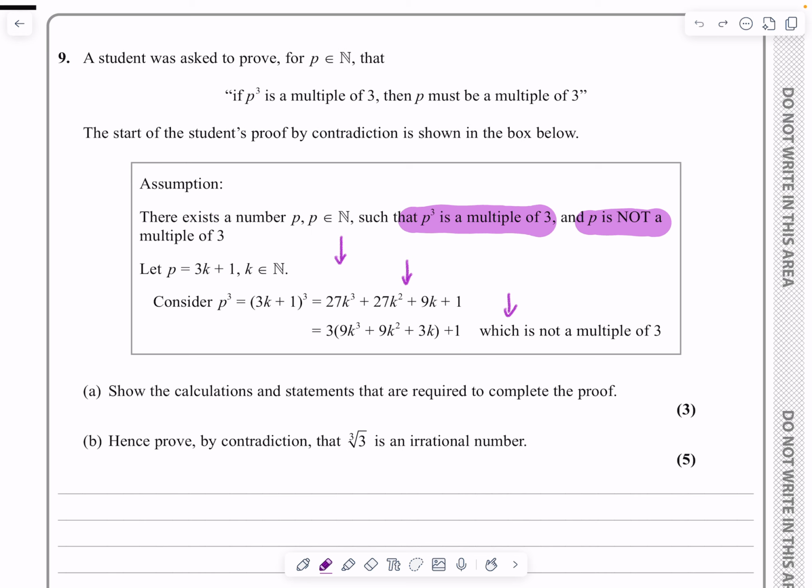So supposedly a student has already started this. Let's see what they've done. The question was, if p cubed is a multiple of 3, then p must be a multiple of 3. So they've done their assumption: if p cubed is a multiple of 3 and p is not a multiple of 3, they've looked at the scenario where p is 3k plus 1. They've taken that fully through and shown that it doesn't work under those circumstances. So if we can now show that it doesn't work for p equals 3k plus 2, we'll have considered all the possibilities, and then we'll be able to finish off the proof.